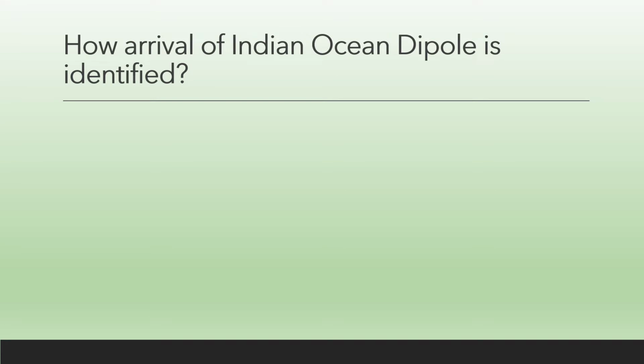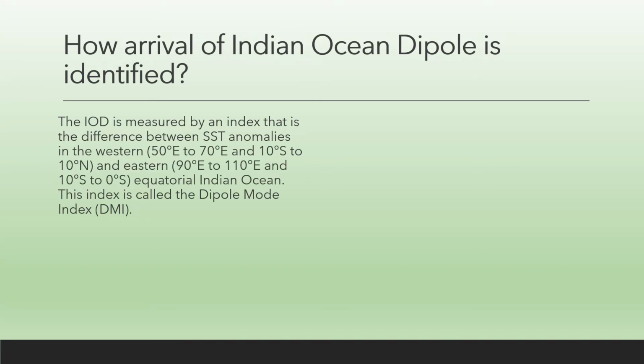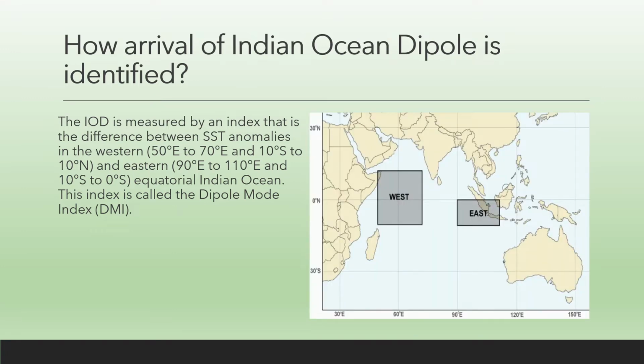So now let's see how the arrival of Indian Ocean dipole is identified. IOD is generally measured by an index, that is the difference between SST anomalies in the Western and Eastern Indian Ocean. For example, in the Western Indian Ocean, they take 50° east to 70° east longitude and 10° south to 10° north latitude. Over the East Indian Ocean, they observe sea surface temperature between 90° east to 110° east longitude and 10° south to 0° latitude. This index is called the dipole mode index.